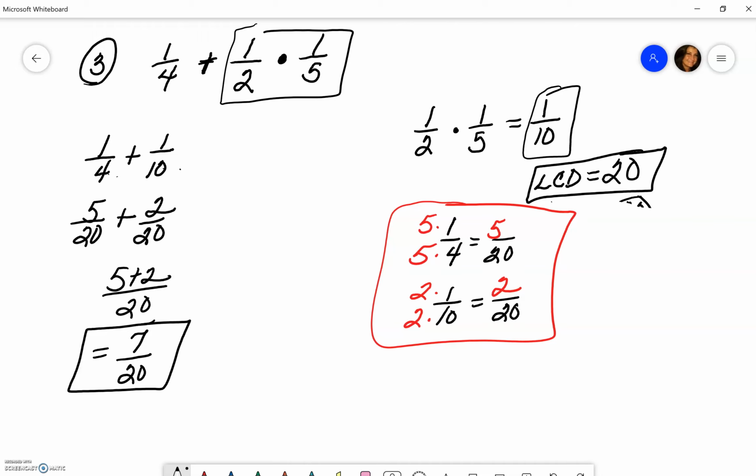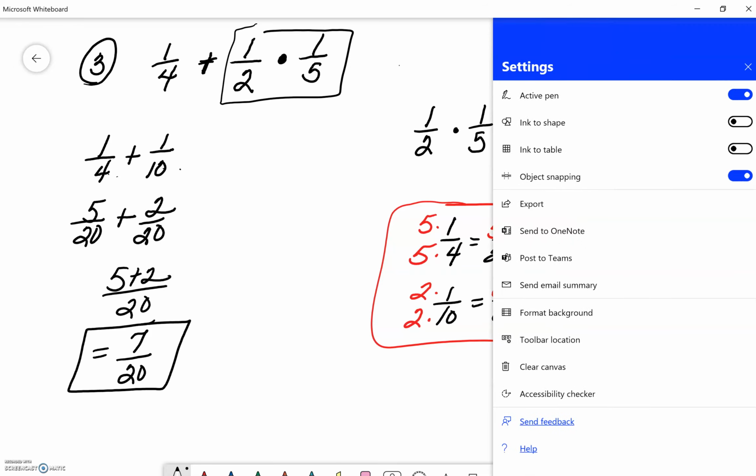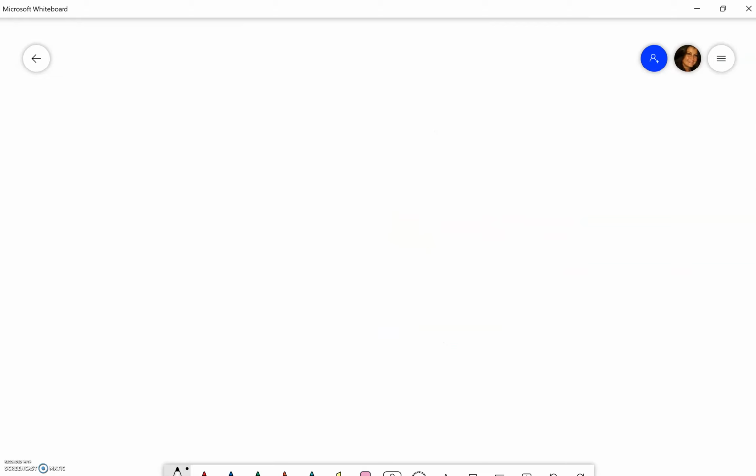So the goal here was to get you to recognize order of operations and what two fractions to handle first. Okay, so let's move over to number 4. Number 4 is the same thing, order of operations. So here's number 4. If we have 7/8 divided by, and we have 1/2 times 1/4.